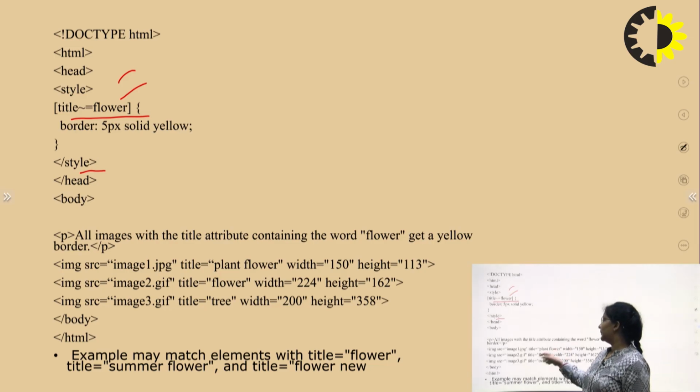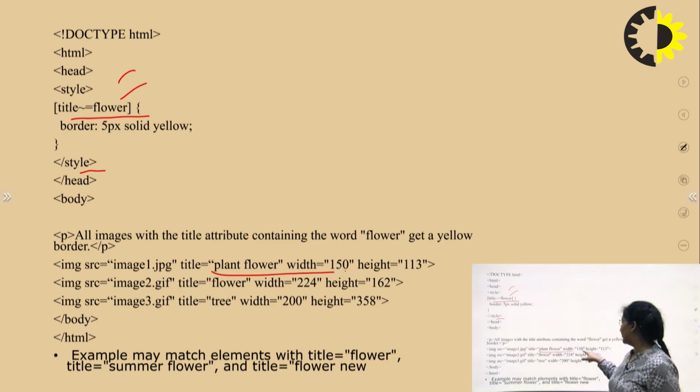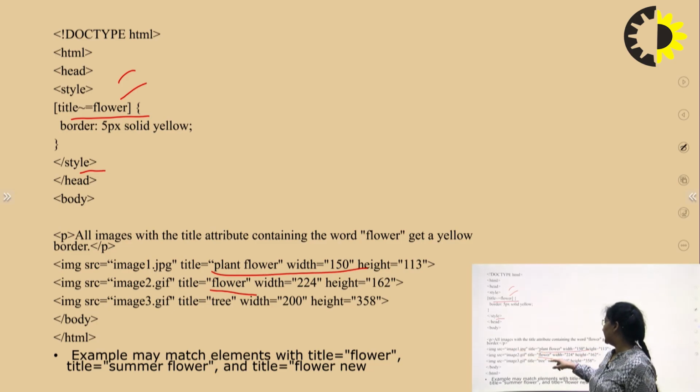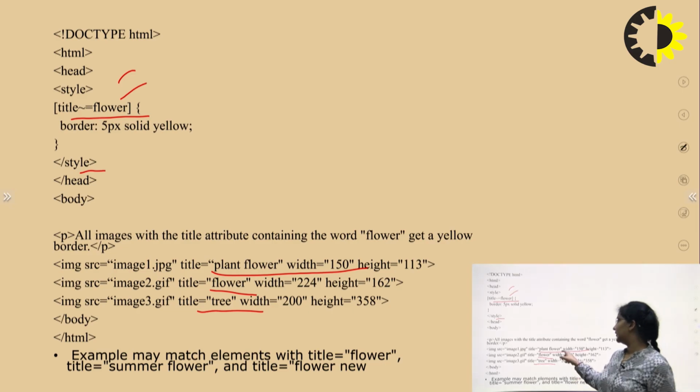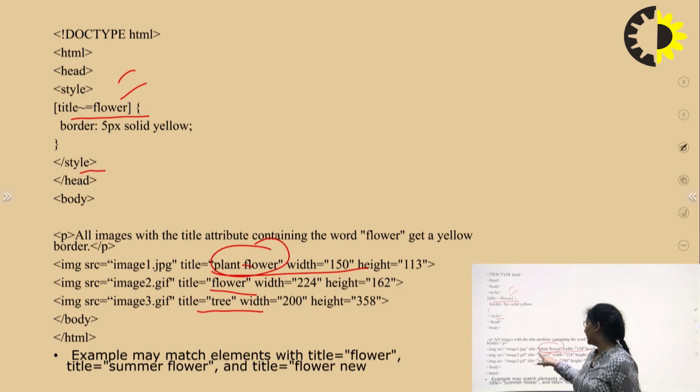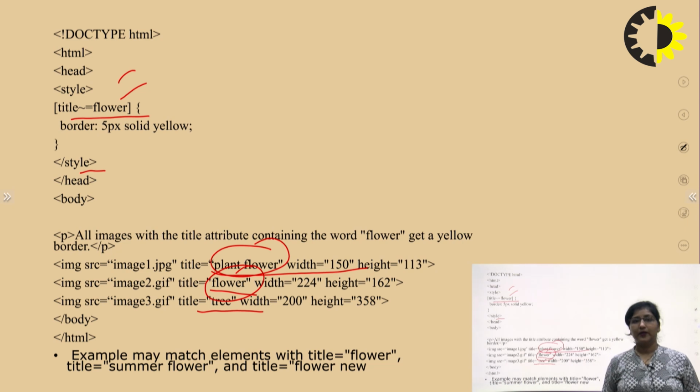Now all the images, like the title is plant flower, title is flower, title is tree. It will match the elements with the title flower. Anything which has flower, like plant flower is okay, flower is okay, but tree is not okay because there is no word flower mentioned in it. So any type of space separation will also work if I write the tilde here.